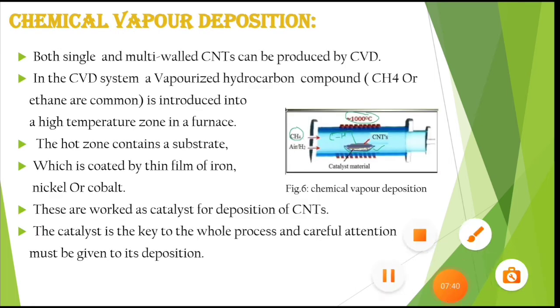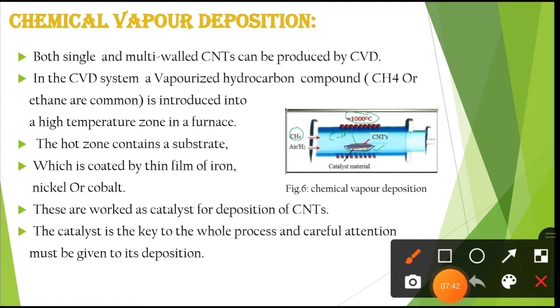The second one is chemical vapor deposition. This is the industrial method, most frequently used and the best method to prepare carbon nanotubes. In this method, we need to pass methane gas in the presence of hydrogen gas into the chamber, which is at 1000 degrees Celsius. This chamber also has a catalyst material, made of cobalt or nickel.